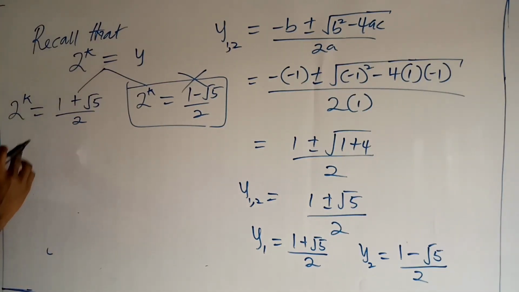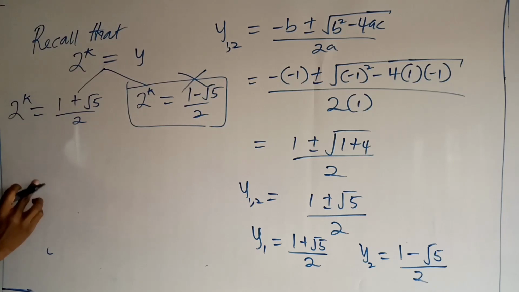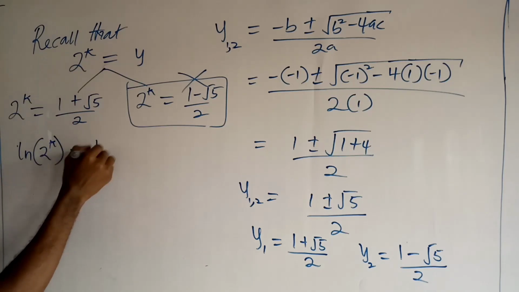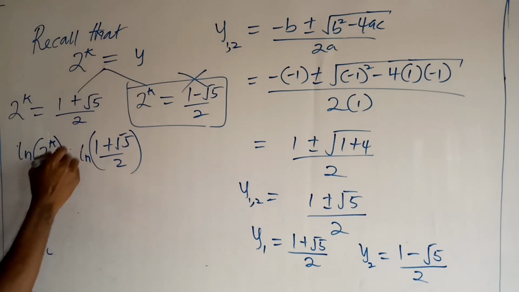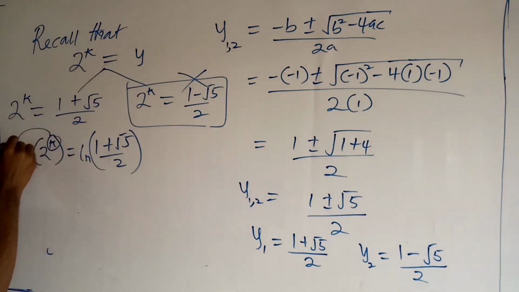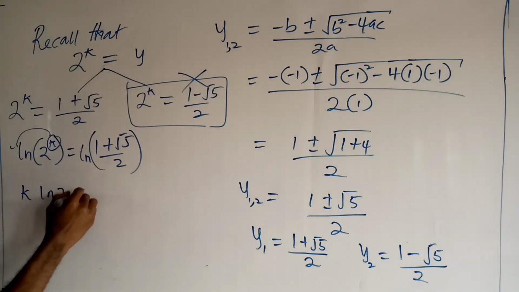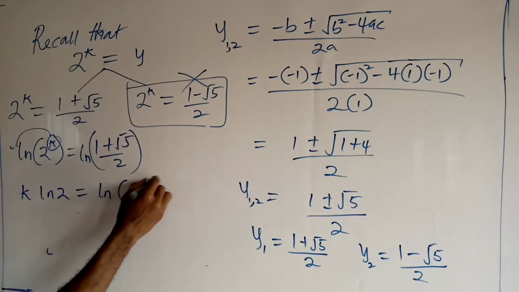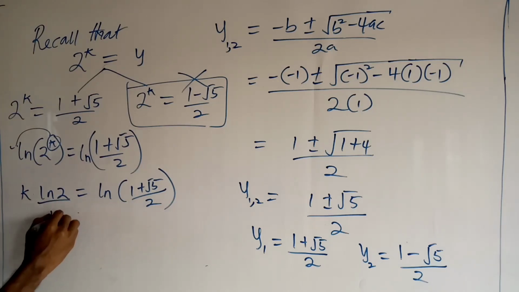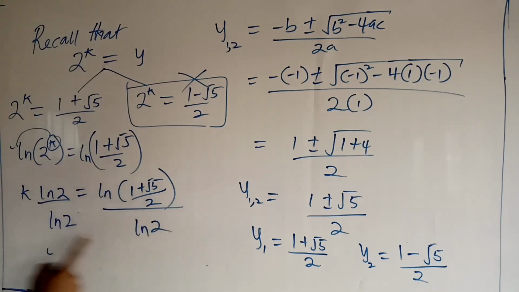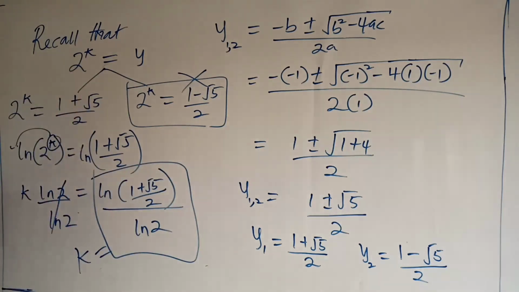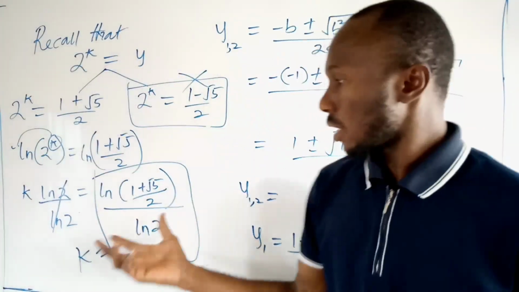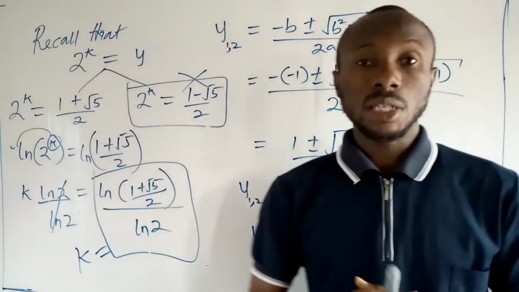From this point, we want to take the natural logarithm of both sides, so that we have ln of 2 to the power k is equal to ln of 1 plus root 5 over 2. The exponent is going to fall in front, so you have k ln 2 is equal to ln of 1 plus root 5 over 2. If you divide both sides by ln 2, you will see that k is equal to this quantity. So viewers, this is the value of k that will satisfy the given exponential equation.